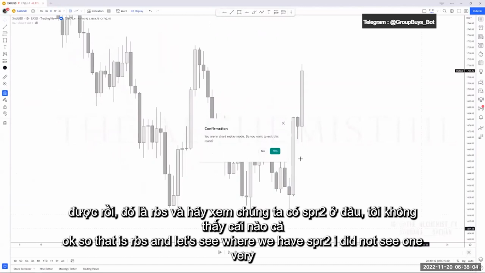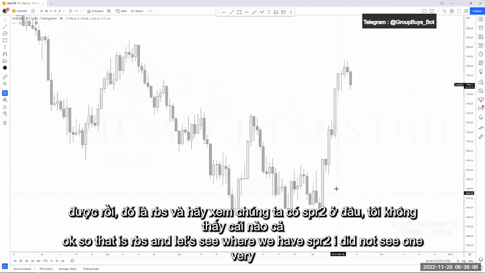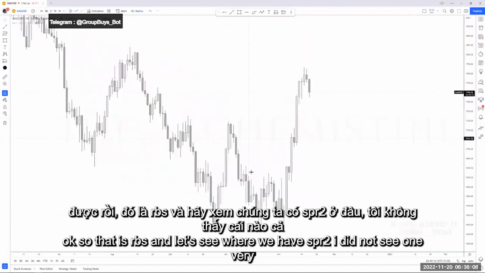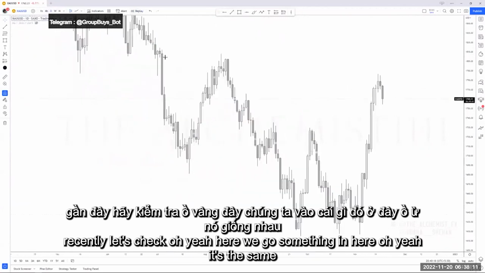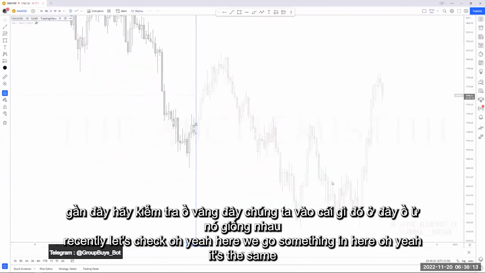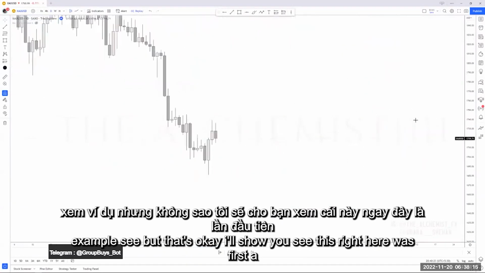And let's see where we have SPR too. I did not see one very recently. Let's check. Ah, yeah, here we go. Something in here. Oh, it's the same example. But that's okay, I'll show you.